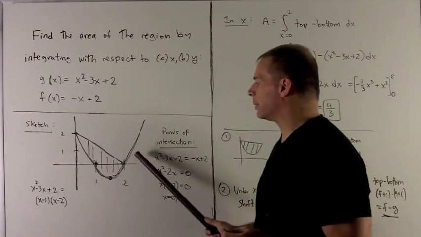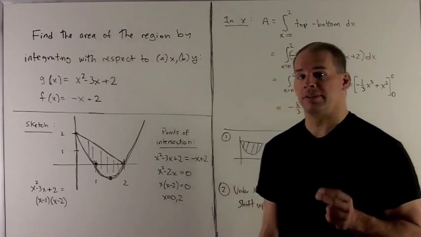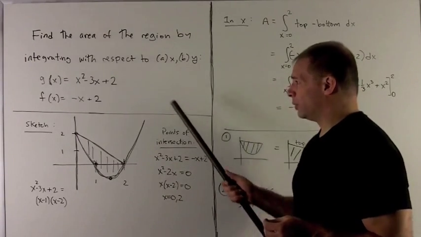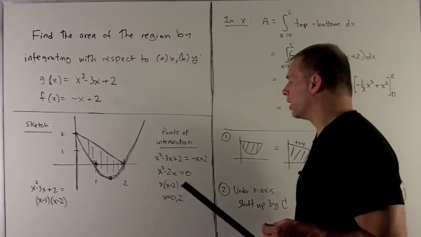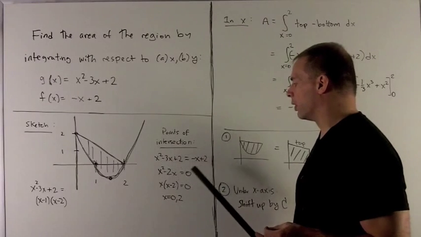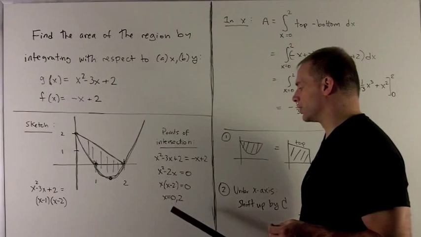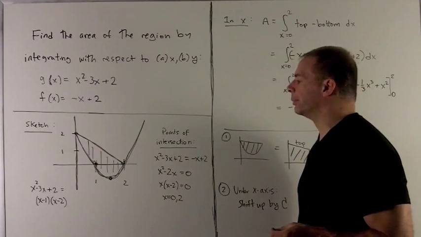Okay, I can draw on the parabola and then shade the region in. To verify the points of intersection, we just set the two equations equal to each other. When I push everything over, we get x squared minus 2x, and that gives me the points that I've already found: x equals 0, x equals 2.